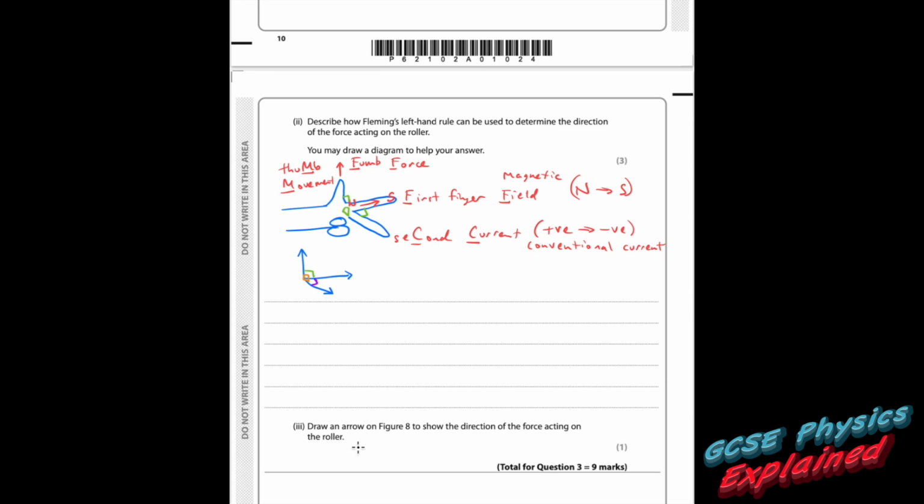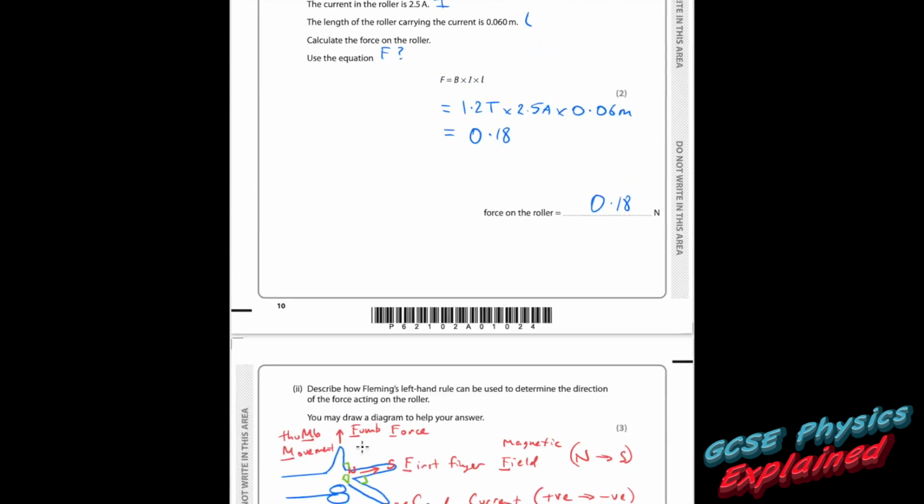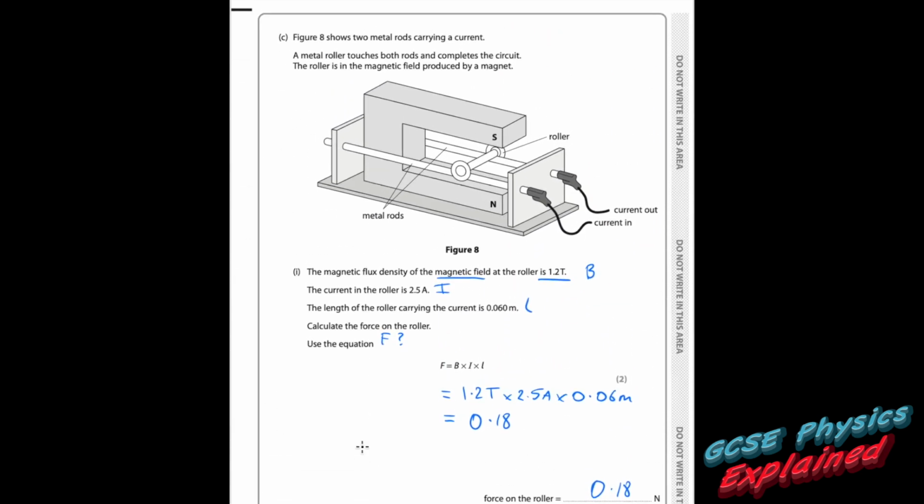Right, we're going to have to go back and look at the picture. So if we use the rules that I've just described here, right, so the current's going to come in this way, which means it's going to come out that way. So the current's going to come along here. It's going to come along this rod here. Now, your current then is going to go through this roller that way. So that's going to be your current.